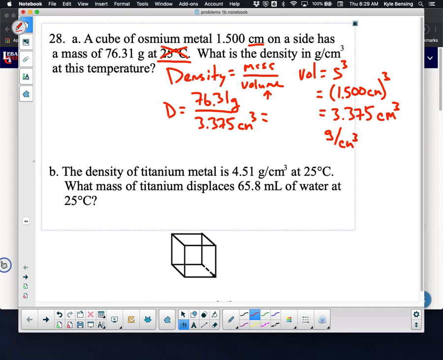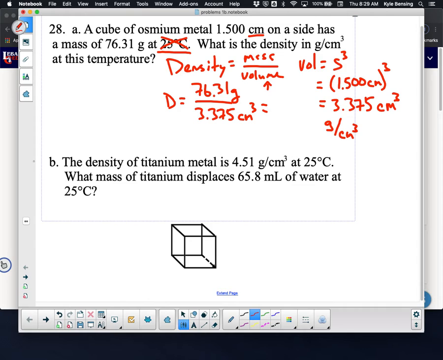So let's take a look at this one. The density of titanium metal is 4.51 grams per cubic centimeter at 25 degrees Celsius. What mass of titanium displaces 65.8 milliliters? Okay, now we have milliliters instead of cubic centimeters, but if you remember, 1 milliliter equals 1 cubic centimeter. I believe that was from the 1.3, 1.4 screencast. So these two are equal to each other, so we don't have to worry about that. Again, temperature is not important, so I can ignore it and get rid of the information that's not important.